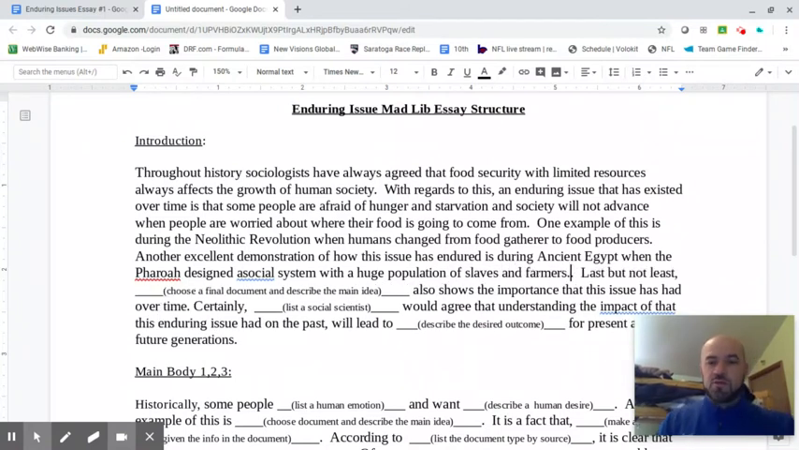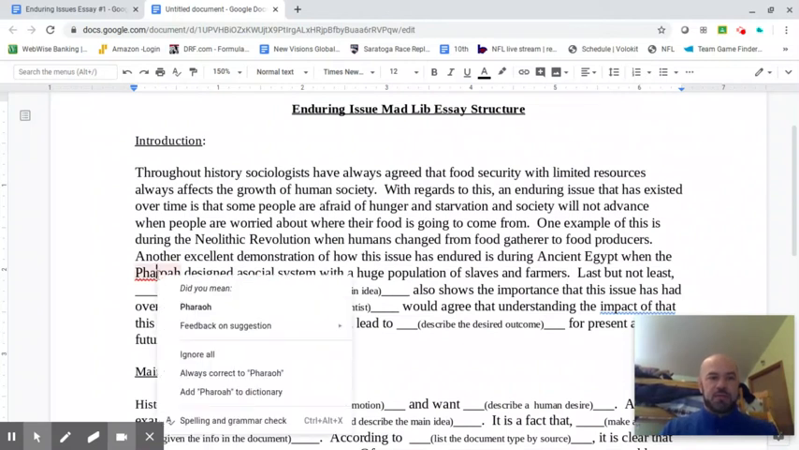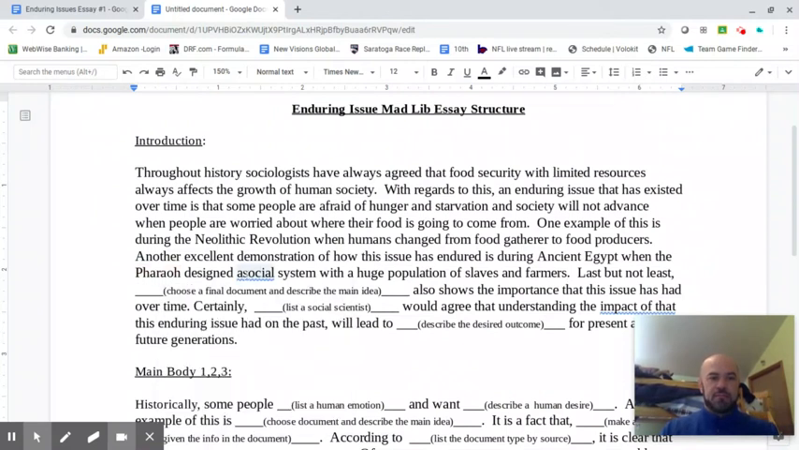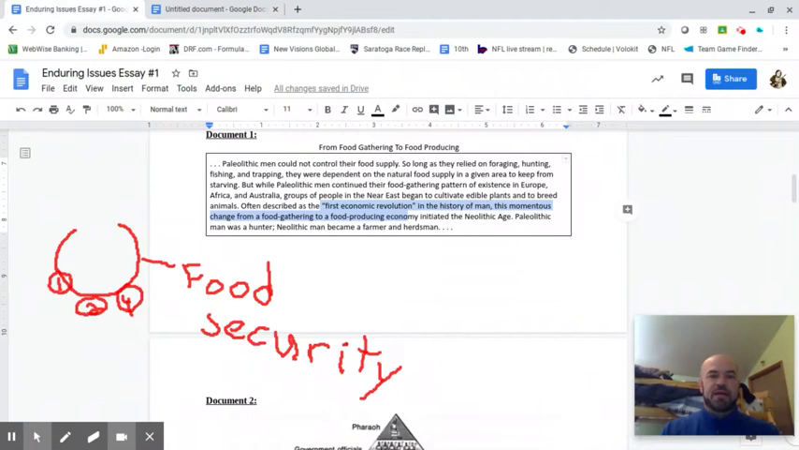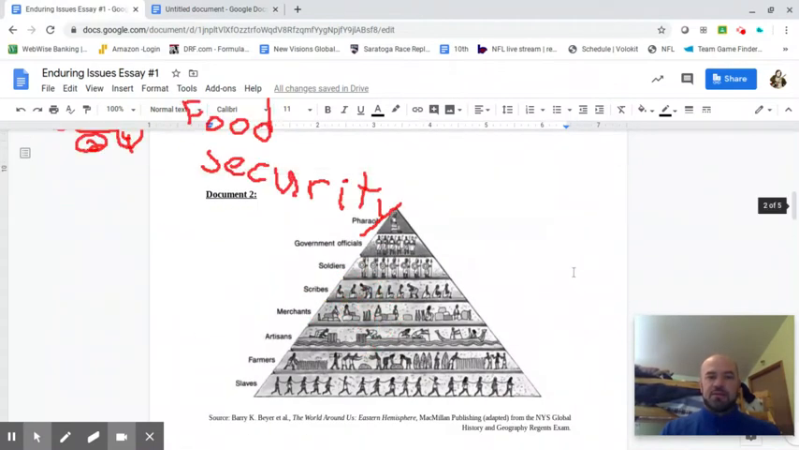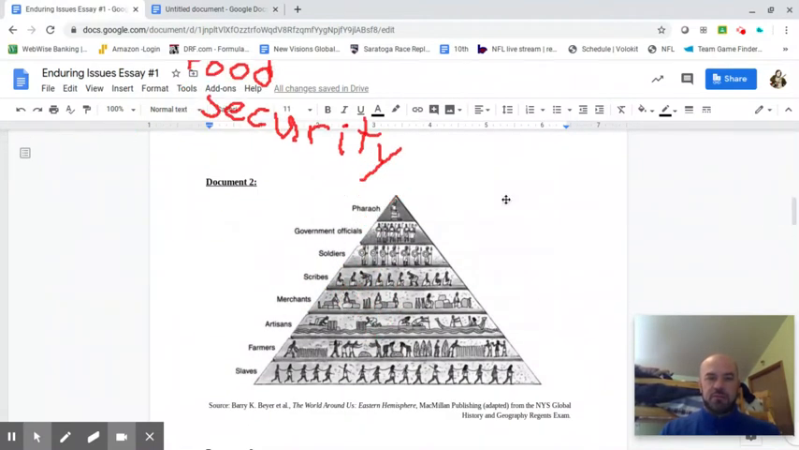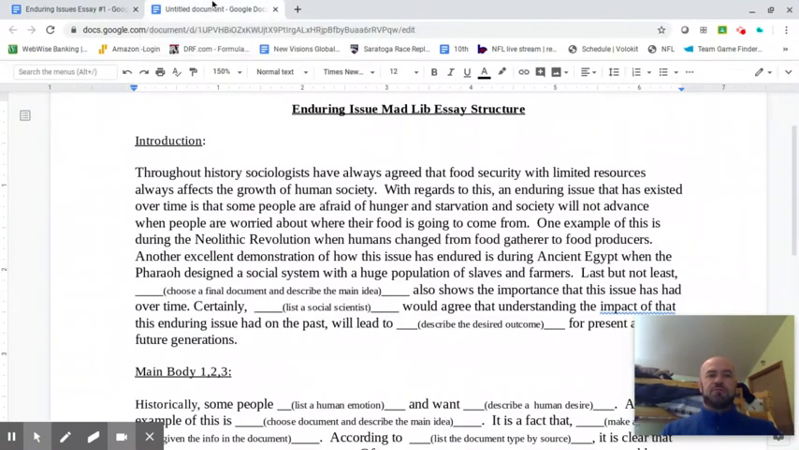All right, so I'm just taking what the document is showing me. If you go back to that document, which we will in a second, put a space in there. If I come back to that document, I see that the pharaoh's social hierarchy system has farmers and slaves at the bottom. And so we know that's where the most people are. And so you've got this huge population of farmers and slaves that provide food security so that the rest of society, that Egyptian empire, could advance and grow.